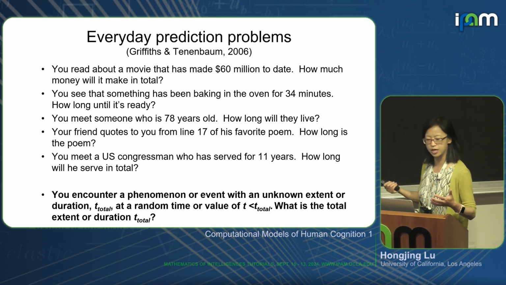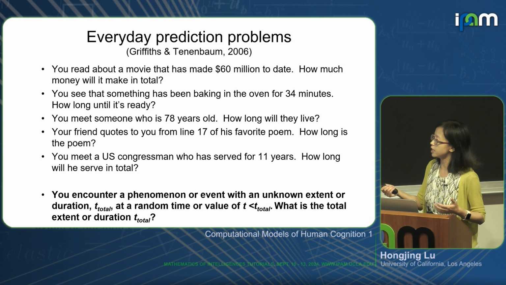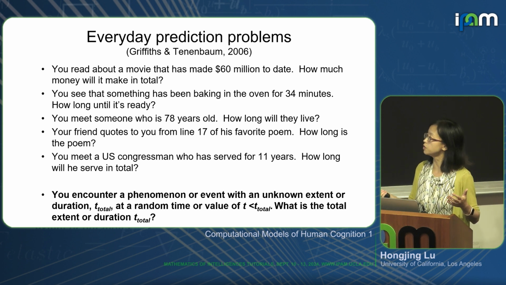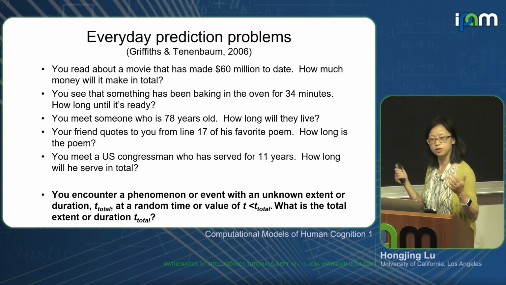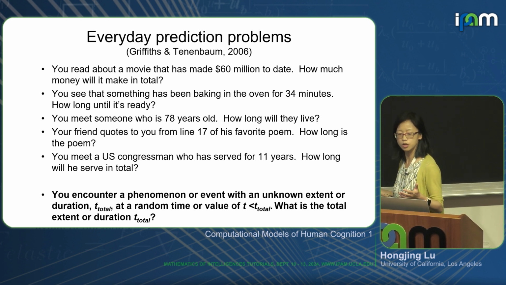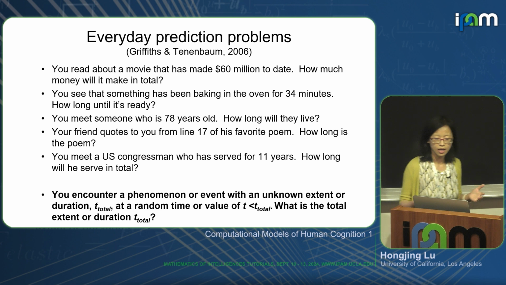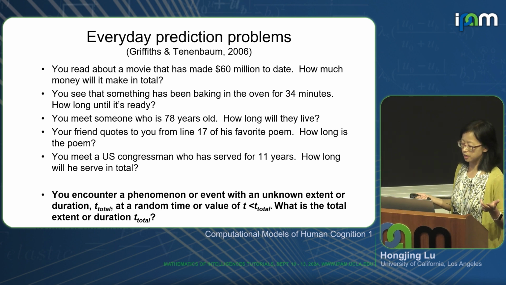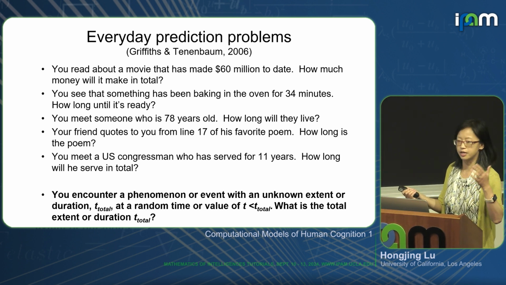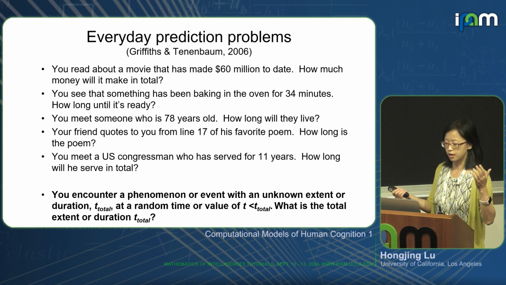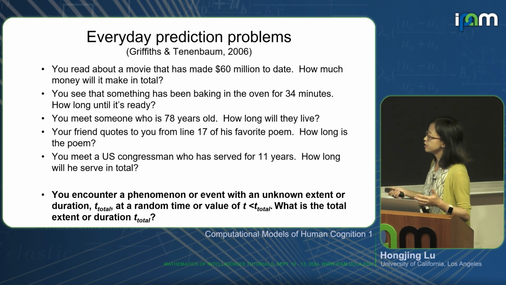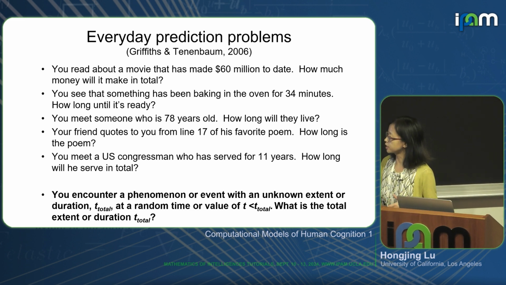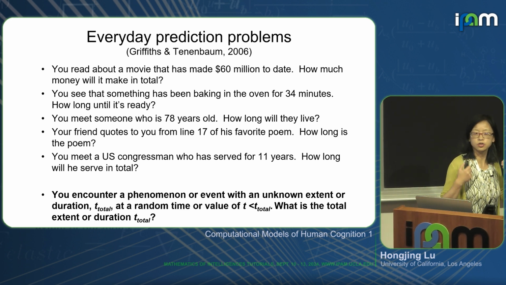For example, you can extend it to estimating the profit from a movie. I tell you the movie has currently made 60 million to date, and you're trying to estimate the total profit from this movie. Or, say you have been baking something in the oven for 34 minutes. How long until you finish the baking? You can see these are all different types of domains, but the computation shares something similar.